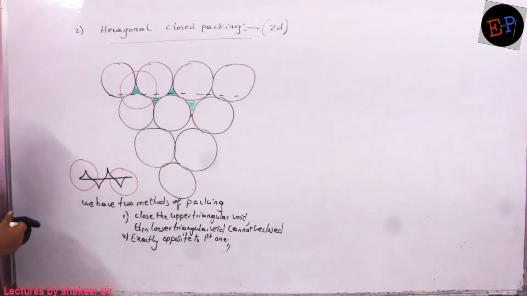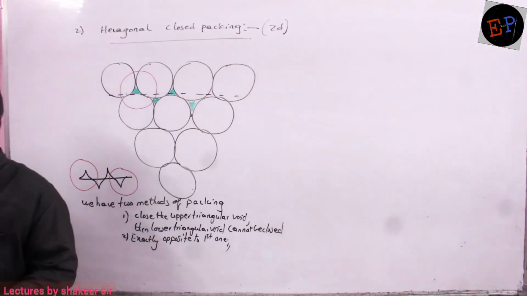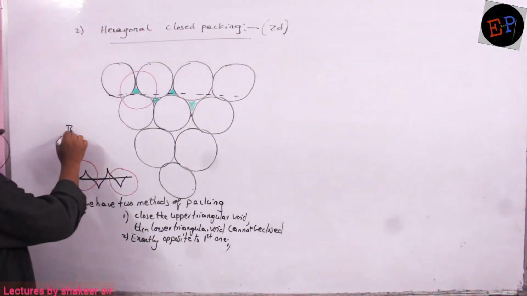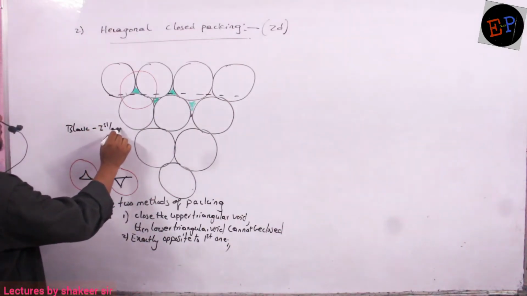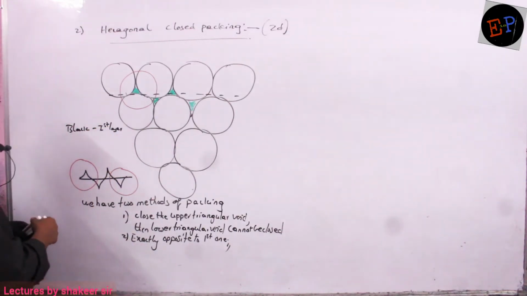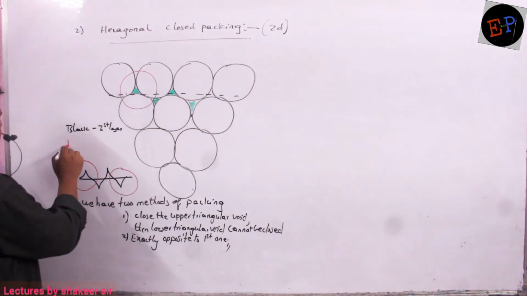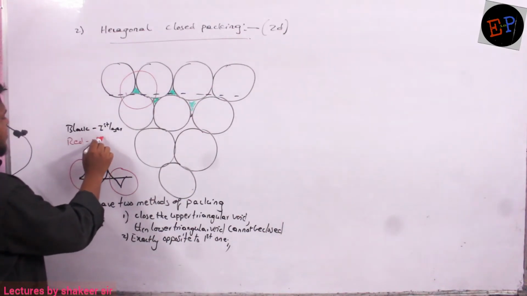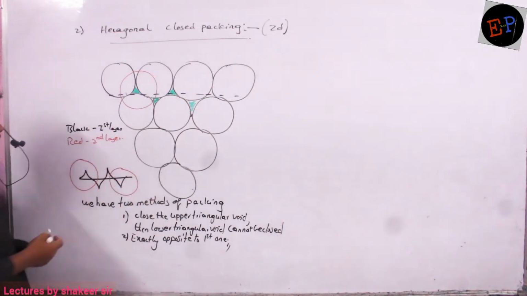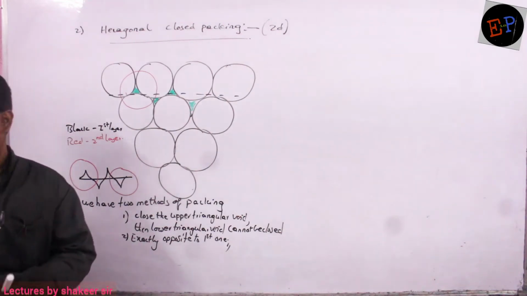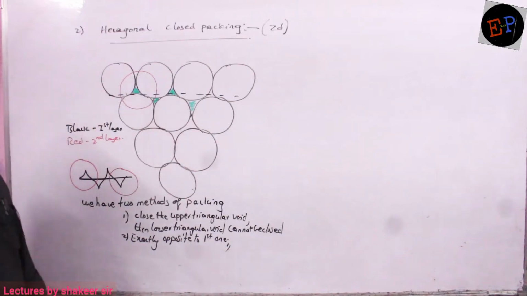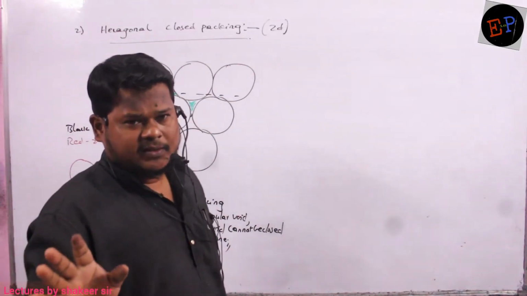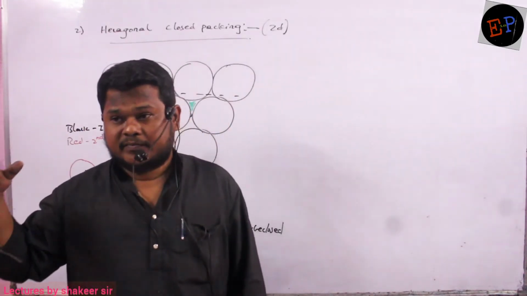Okay. Now here, what is the meaning of black color atoms? Black color atoms indicate the first layer. And red color atoms indicate the second layer of packing. And in the second layer, how am I packing again? I am packing only the upper triangular voids. Lower triangular voids cannot be packed. They cannot be covered. Are you able to understand?